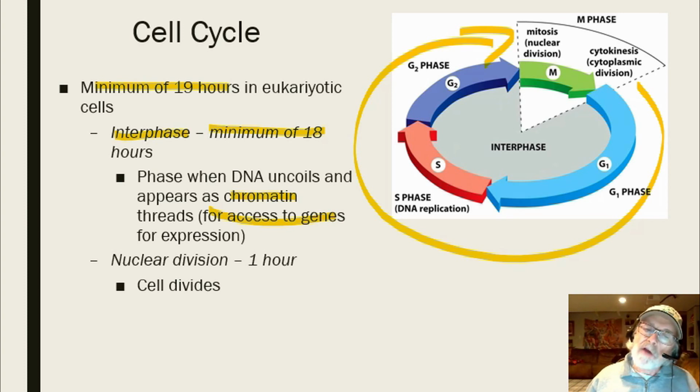And it just allows access. It allows the process to be able to read the code, or transcribe the code, and then translate the code to make a protein, and we'll talk about the complex manner of how that happens in an upcoming video. It just allows more access to it, okay? Nuclear division is usually about 1 hour. We talked about that a minute ago.